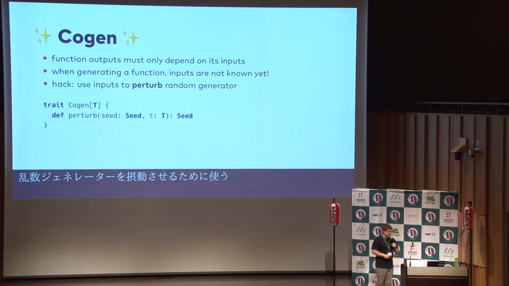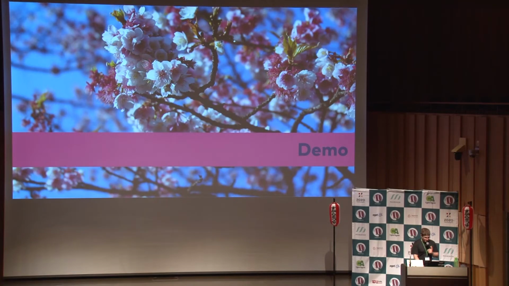And expressed in Scala code, this would just look like this. So a co-generator is just this interface that has a single method, and it takes in a seed, and it takes in a T and produces a new seed. Okay, so I know this is a little hard to understand when just looking at the slides, so I've prepared a small demo to just exercise these features.